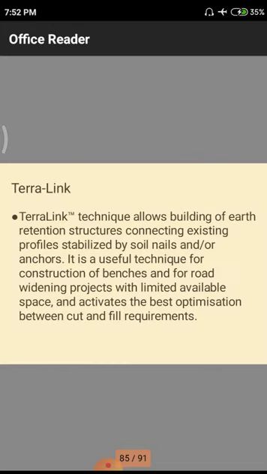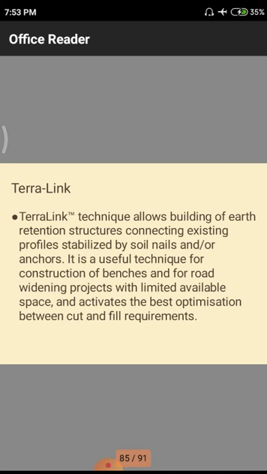The next one is Terra Link. It is a technique which allows building of earth retention structures connecting existing profiles stabilized by soil nails. Previously we observed soil nails, where reinforcing bars are stressed. Those are soil nails and anchors. Before soil nails we observed terra anchoring, after that terra nailing. Those two things are combined here.